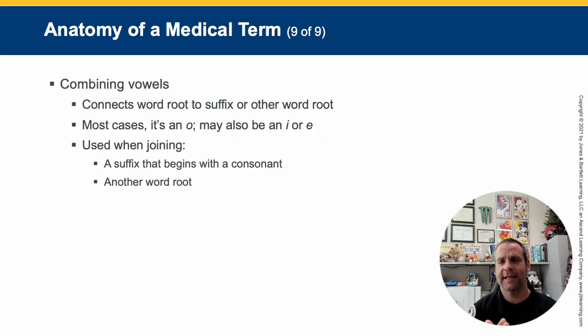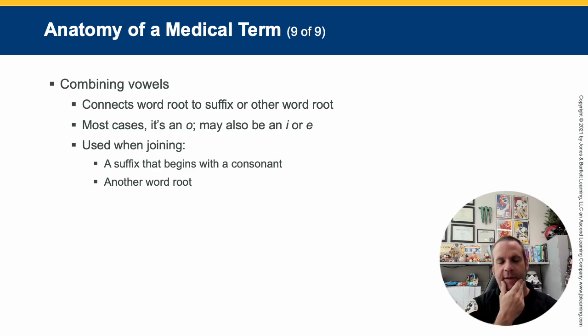So most often the combining vowel is the letter O, okay? Though sometimes you will see the I or the E, but its primary function simply is to connect a word root to a suffix, okay? And this is especially true when the suffix begins with a consonant, okay? Or when you're trying to connect two word roots in a compound term. So really, without the combining vowel, the term may be difficult to pronounce or just feel awkward to say.